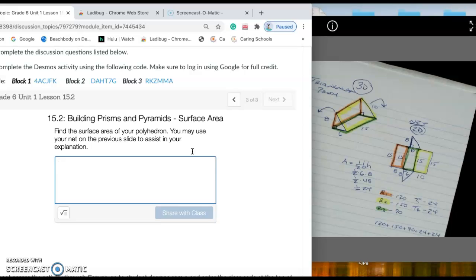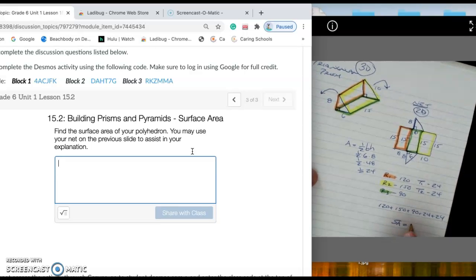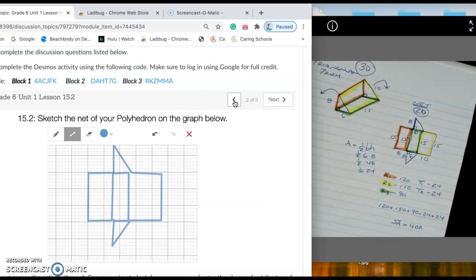You need some practice with it. There's all kinds of websites you can get access to. I get my 150. I get my 90. I get my 24 plus my 24 for a total of 408. So the surface area of this whole object, the entire thing altogether, the number of squares, would be 408. And a good representation of that is looking back at this.